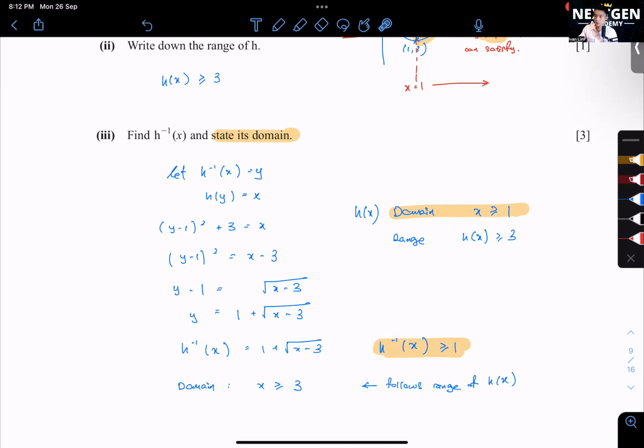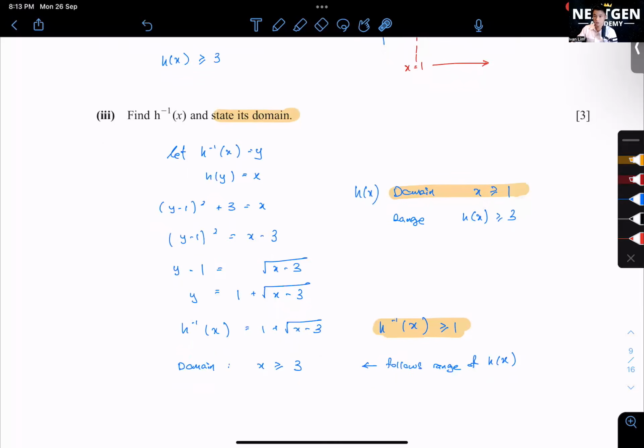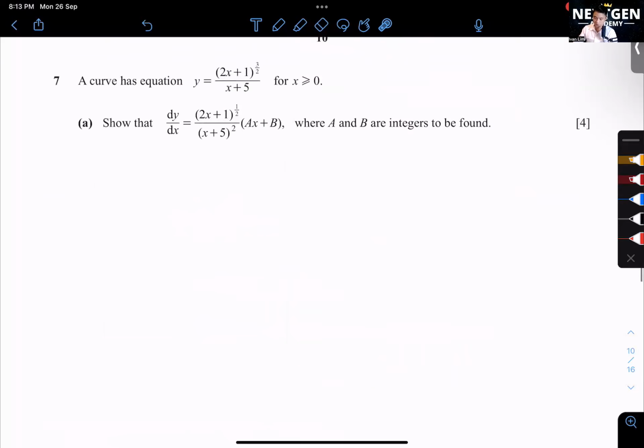Got it? I think a couple of you put plus minus, right? They will minus your mark, minus 1 mark for that. But I think I gave some of you all the marks. But by right, if you look at the official mark scheme, it is wrong.